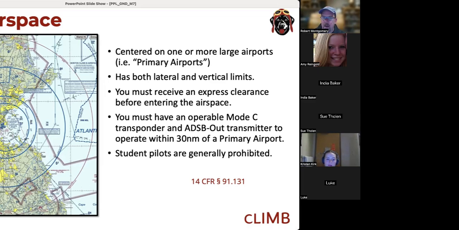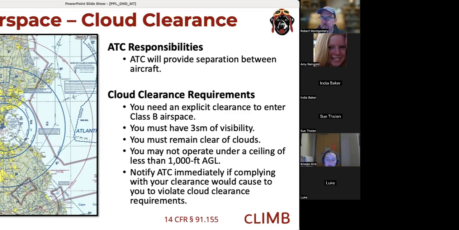Okay. And so those are kind of the two. You can take a look at 14 CFR 91.131. It is a pretty good place to go. Okay. Inside of Class B, because of how busy it is, ATC will provide separation between aircraft.